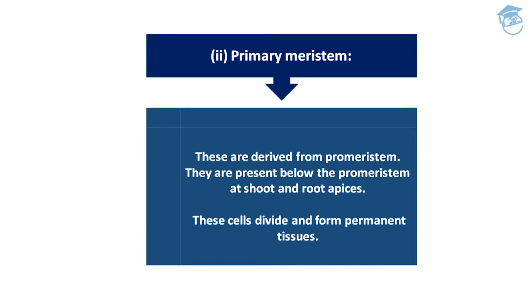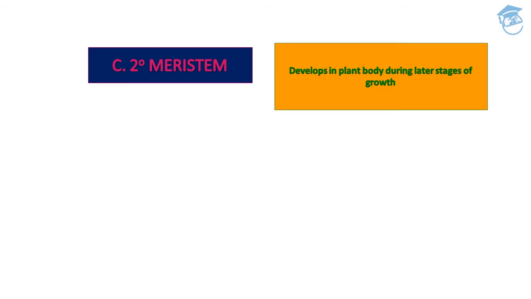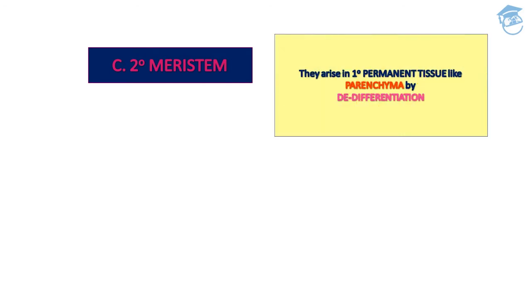They are present below the promeristem at the shoot and root apices, and these cells divide and form permanent tissue. Then comes secondary meristem. It develops in the plant body during later stages of growth. Please note that primary meristem is formed from promeristem, and secondary meristem develops in the plant body during later stages of growth. They arise in primary permanent tissue like parenchyma, by which process? The de-differentiation process.